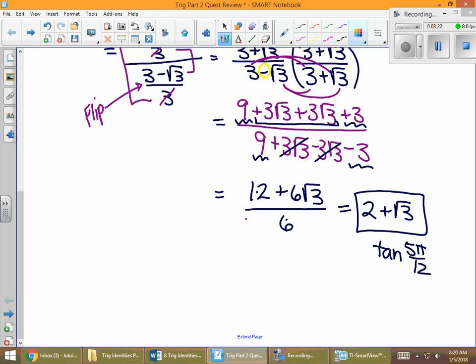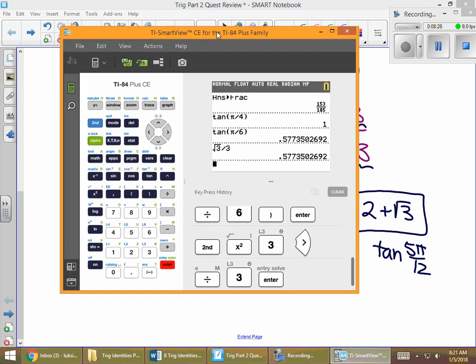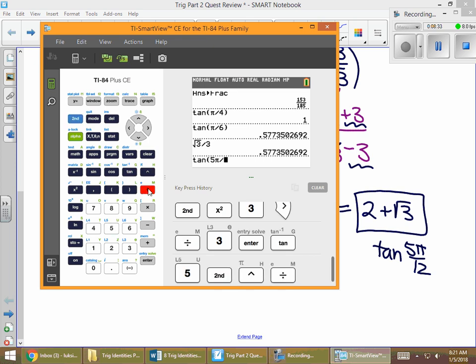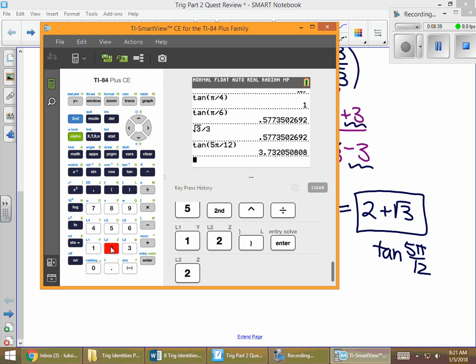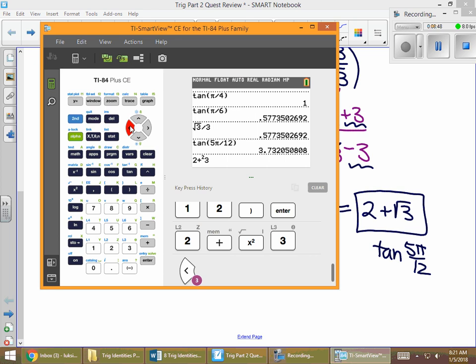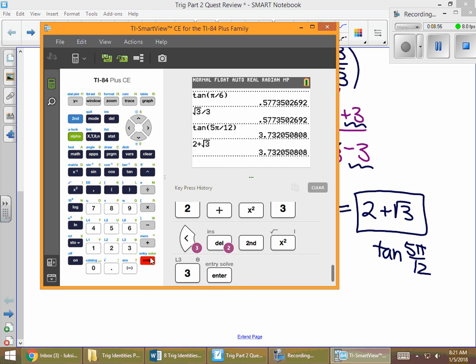And now we can double check. Here's another place you can use your calculator to be more confident or to double check your work. So I want to make sure that tan of 5 pi over 12 is the same as 2 plus radical 3. Whoa, it would help to put that in, right? Let's get rid of that guy. And put a radical there over that 3. And those are the same approximate values that your calculator gives you. All right, so that's number 1.